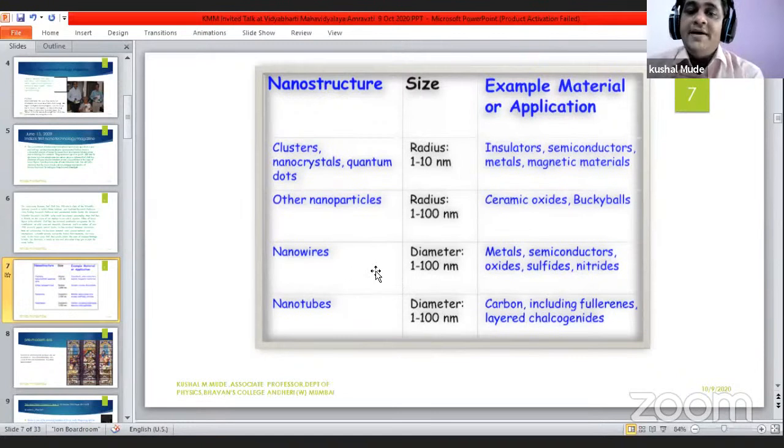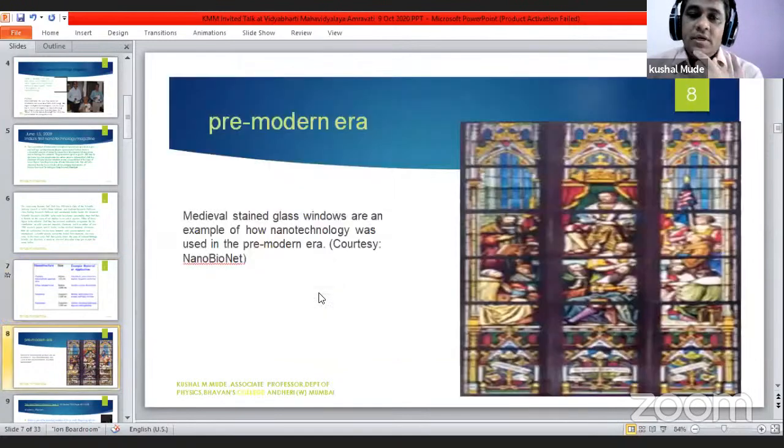But see, these are the nanowires and nanotubes. These are very current topics as far as research is concerned, in metals, semiconductor oxides, sulfides, nitrides. Then this is carbon, including fullerenes, layers, and chalcogenides. Now, see, we are talking about the nano, as I shared one slide with you of Professor CNR Rao, that first magazine in India published in the year 2009.